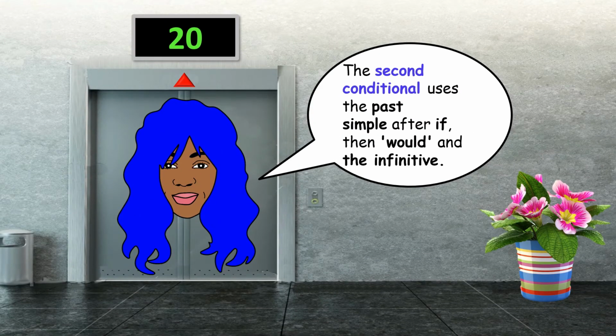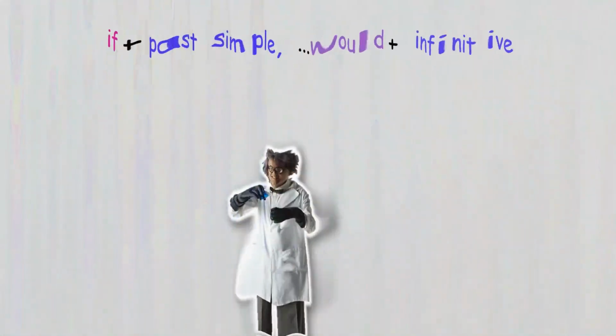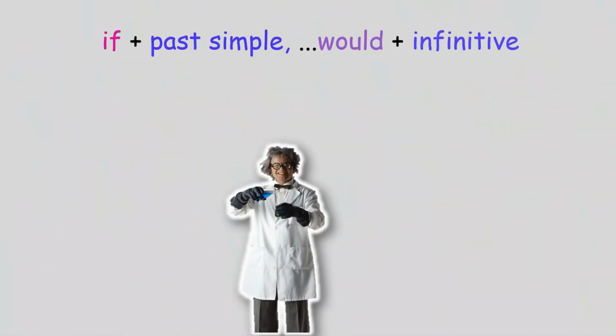The second conditional uses the past simple after if, then would, and the infinitive. Say what? The second conditional uses the past simple after if, then would, and the infinitive. And this is the breakdown: if plus past simple, would plus infinitive.